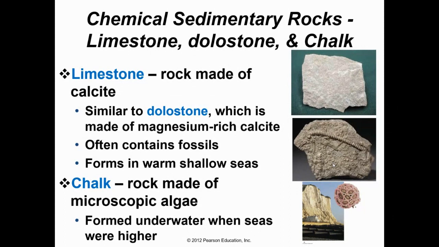And then, as I said, with dolostone, the only difference is that dolostone is made of the mineral dolomite, which is the same thing as calcite, but it just has one atom of magnesium added to it. It's the only difference. Okay. Chalk is very similar to limestone, except that it's made up of microscopic algae. Okay. It forms in a very similar process, in very similar places, so like warm, shallow sea environments as well.